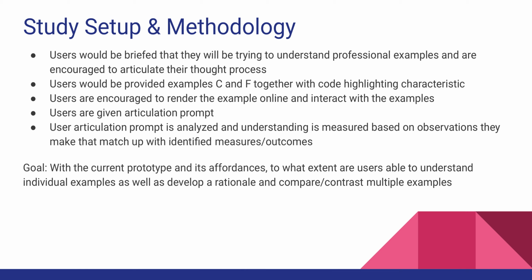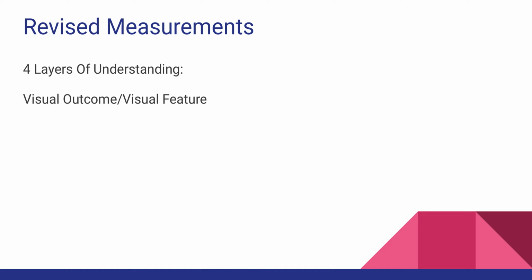The user articulation prompt is analyzed, and understanding is measured based on the observations they make that match up with the ones that we want to figure out. To what extent are users able to understand the individual examples, as well as develop a rationale and compare and contrast across the multiple examples? In other words, with the refined measurements, how far are users able to get with regards to the current characteristics, and why might that be?